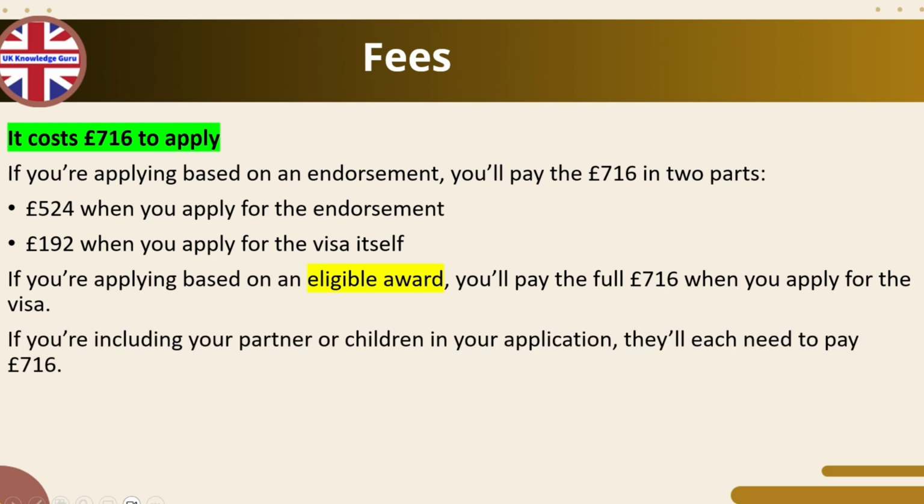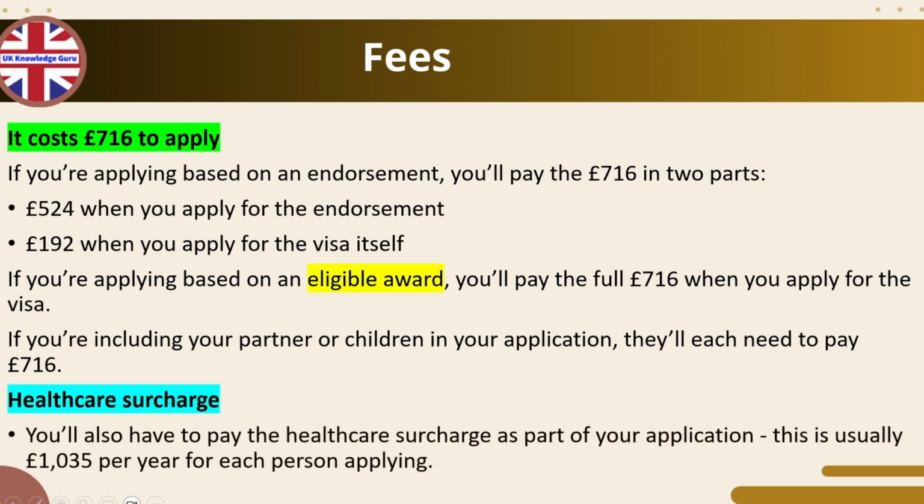If you are including your partner or children in your application, they'll each need to pay £716. Healthcare surcharge: you'll have to pay the healthcare surcharge, which is usually £1,035 per year for each person applying.